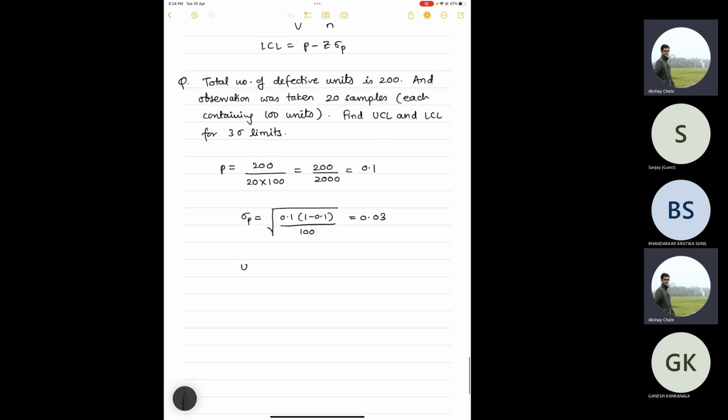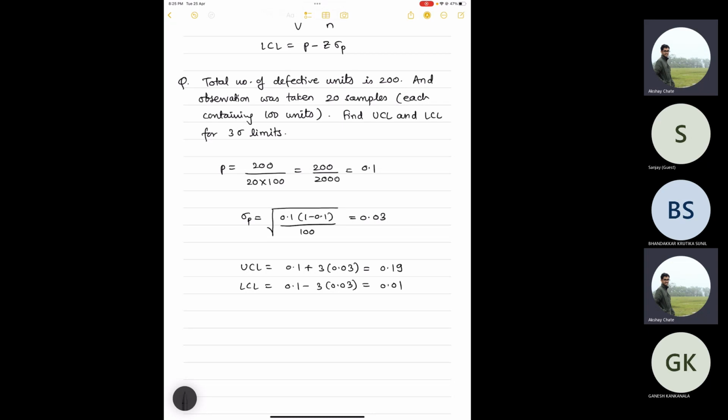Then you can calculate UCL as 0.1 plus 3 sigma, so you will have 3 into 0.03, which is 0.09. So UCL is 0.19. LCL will be 0.1 minus 3 into 0.03, which is 0.01.